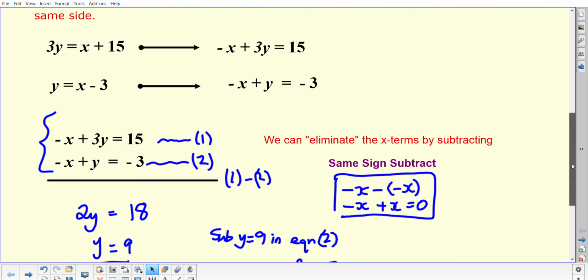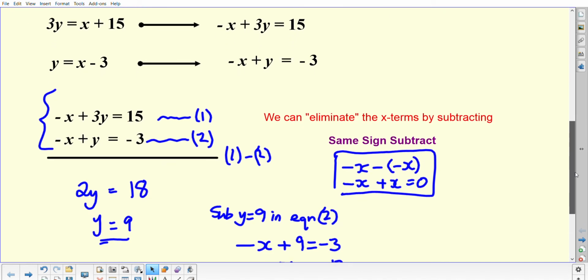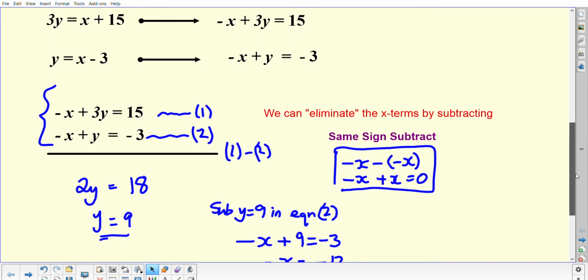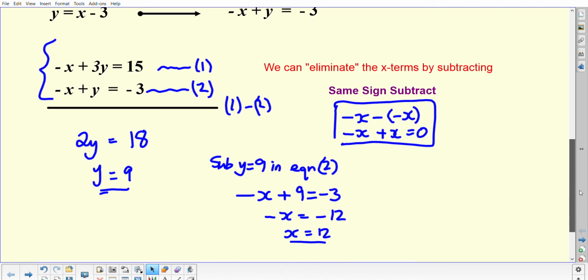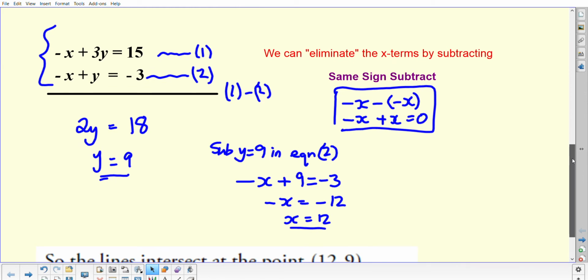So we get 2y equals 18, that gives us y equals 9, and of course once you've worked out the y value, you then need to get the x value. You do that by subbing back into one of the equations, it doesn't matter which. If we sub back into equation 2, for example, you get negative x plus 9 equals negative 3. Rearranging that becomes negative x equals negative 12. And of course, we need to get it to x equals, so you can either think about multiplying or dividing through by minus 1 to do that.